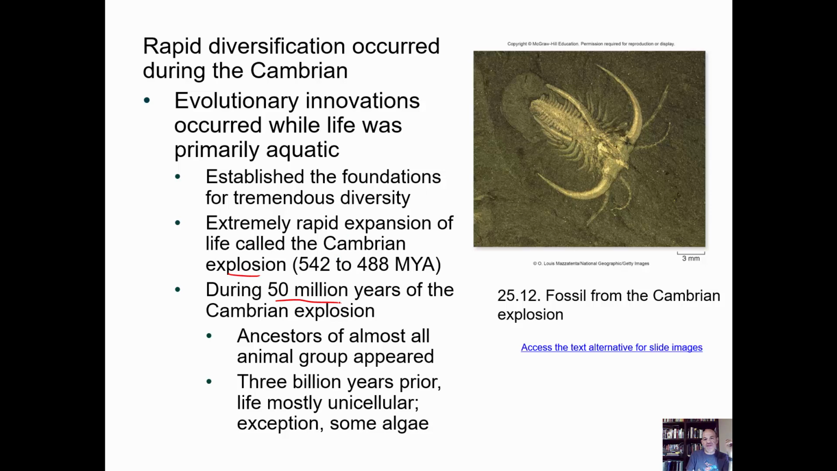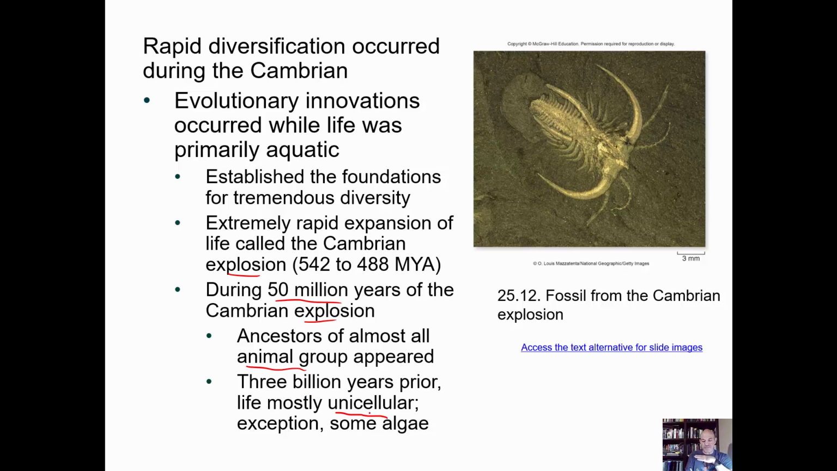So during those 50 million years of the Cambrian explosion, in the animal group, for example, most of the ancestors that gave rise to the animal groups we see today appeared during that time. And if we look back before that Cambrian explosion, there were 3 billion years where life was mostly unicellular.